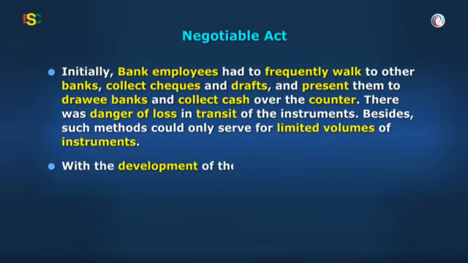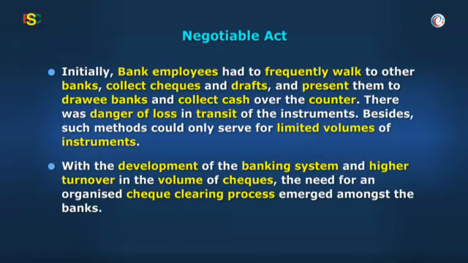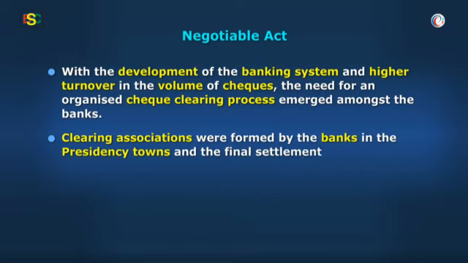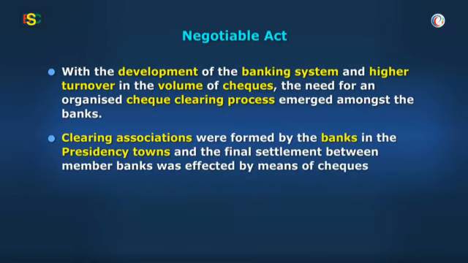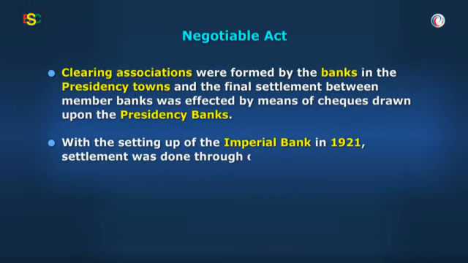With the development of the banking system and higher turnover in the volume of checks, the need for an organized check clearing process emerged among the banks. Clearing associations were formed by the banks in the presidency towns, and the final settlement between member banks was effected by means of checks drawn upon the presidency banks. With the setting up of the Imperial Bank in 1921, settlement was done through checks drawn on that bank.